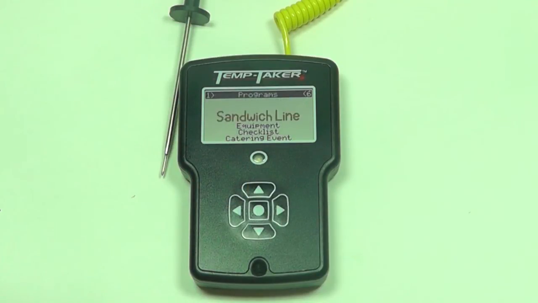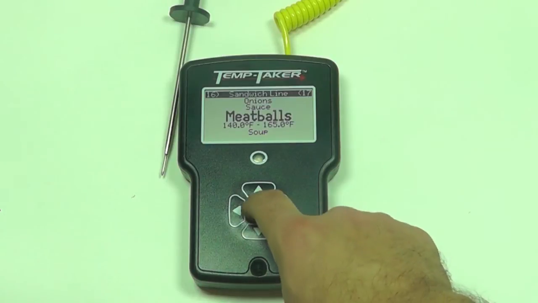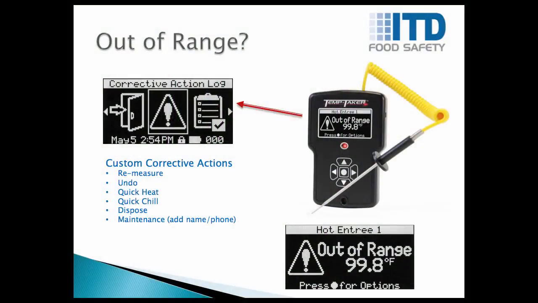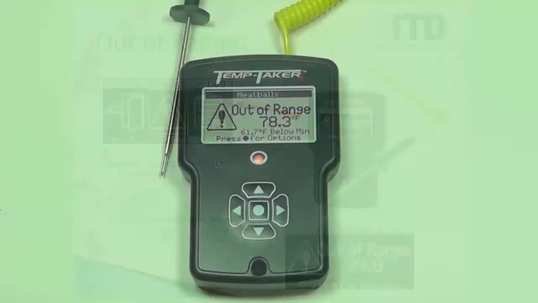Occasionally, a user may find a temp that is out of range. For our training video, we will proceed to a food item with its temperature parameters set at a hot holding range of 140 to 165 degrees. In this case, meatballs. Imagining the probe has been placed into the meatballs, we press the center button, only now to receive an out-of-range message accompanied by a red blinking LED light. At this stage, the user is prompted into beginning a corrective action.